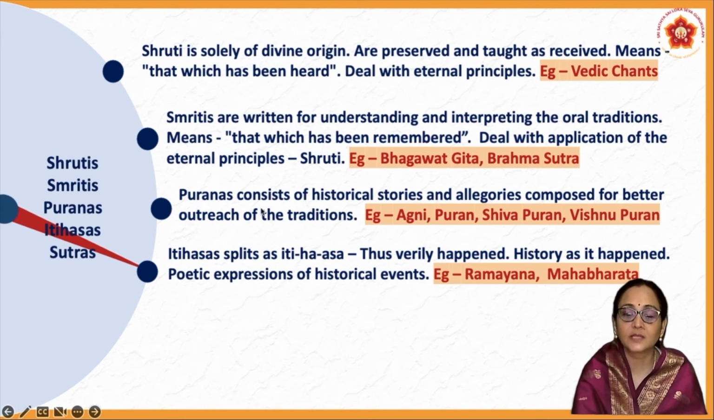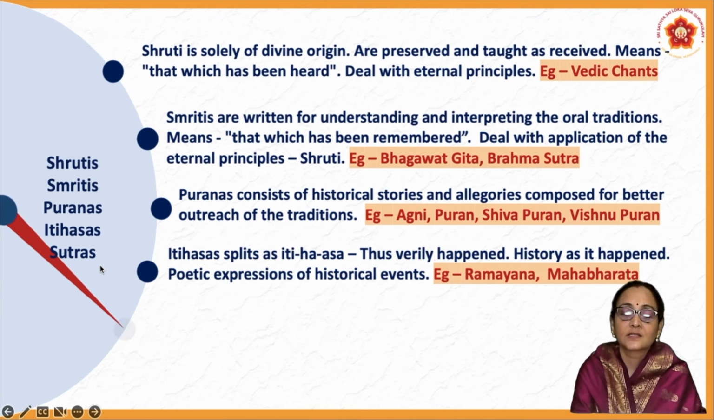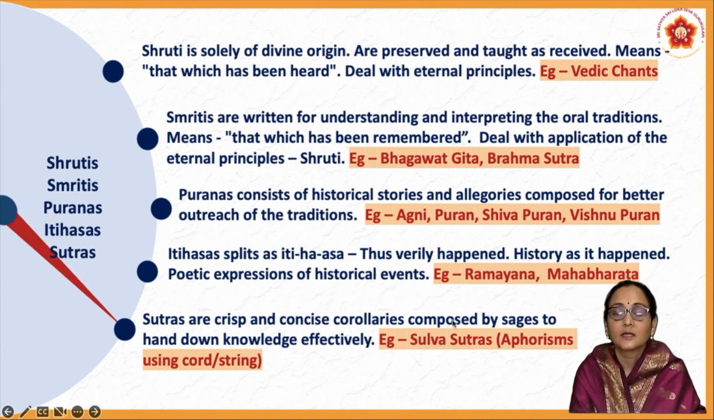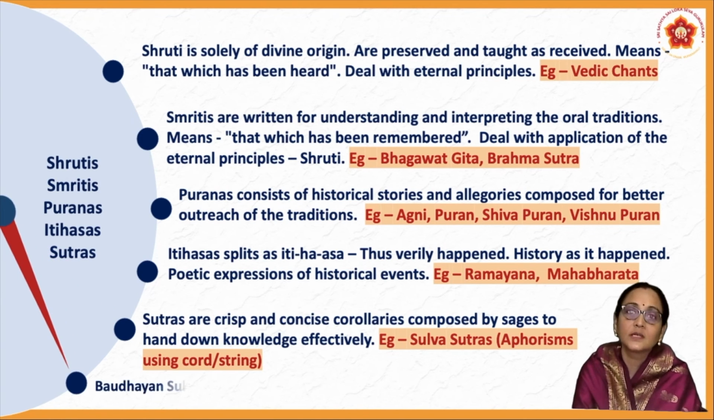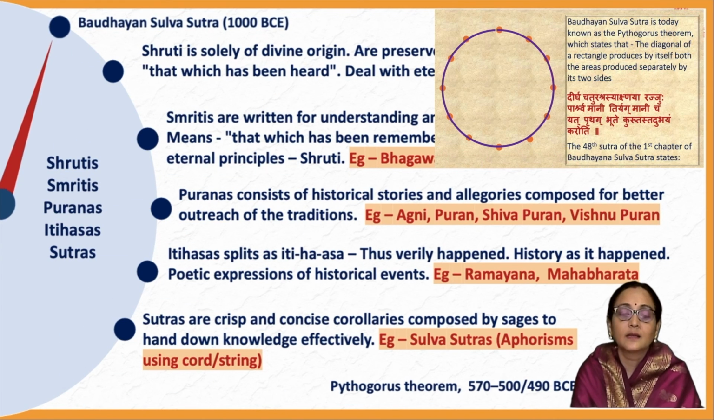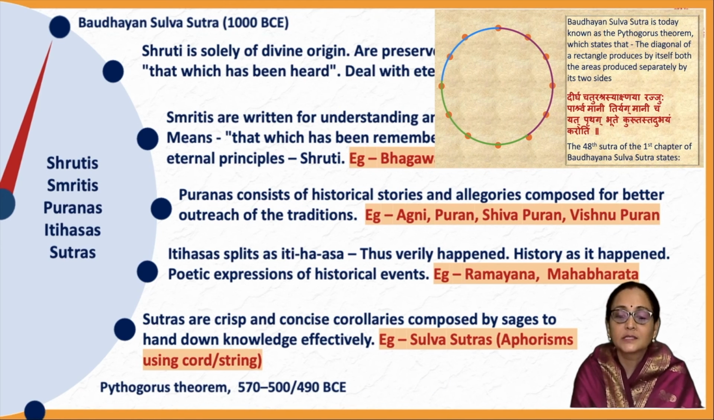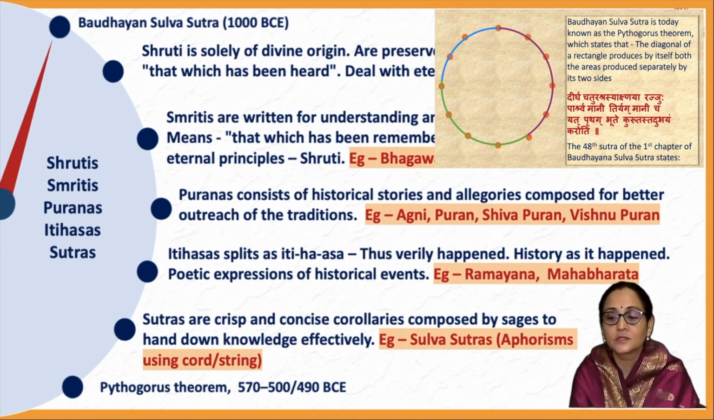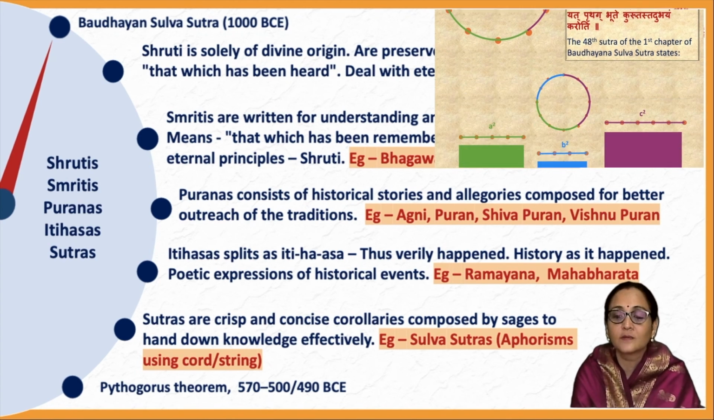Now let's come back to sutras. Sutras are concise and crisp corollaries composed by sages to hand down knowledge effectively. Now let's look at one of the sutras, a famous one, Baudhayana Sulva Sutra. Today it is popularly known as Pythagoras theorem. Baudhayana Sulva Sutra came about 1000 years before Common Era. Baudhayana Sulva Sutra states the diagonal of a rectangle produces by itself both the areas produced separately by its two sides.